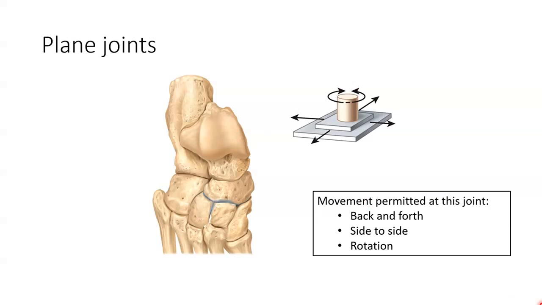So starting with plane joints, the articulating surfaces of the bones in this type of joint are flat or slightly curved. Plane joints primarily permit back and forth and side to side movements, although sometimes they can rotate against one another. Examples of plane joints are the intertarsal joints between the tarsal bones of the ankle. So these are our tarsal bones here. So it's the joints between all of these flat or slightly curved bones. And then the intercarpal joints between the carpal bones of the wrist.